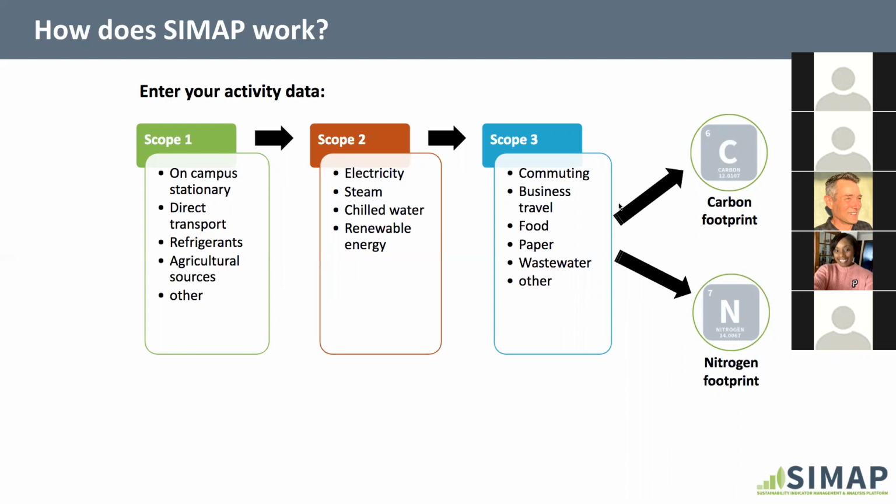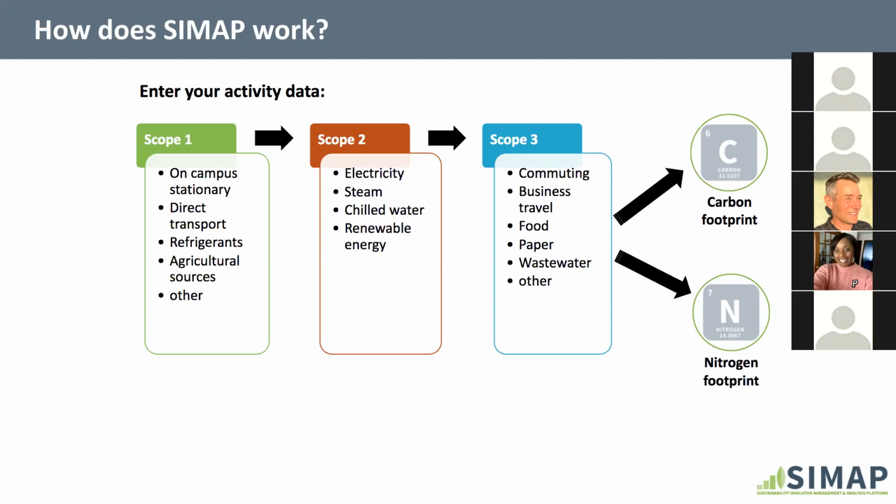And scope 3 is a category that we're working on expanding out. So in the coming months and years, we'll be adding additional categories to scope 3 to represent the full spectrum of activities on campus. So once you enter your activity data set, SIMAP uses the most up-to-date emission factors and recommended methodologies to calculate both your carbon and nitrogen footprint. So a single data set gives you both of these footprints. And when we made the plan to integrate carbon and nitrogen, one of those reasons was streamlining. Rather than having 2 different tools, it's now one tool to calculate both footprints.